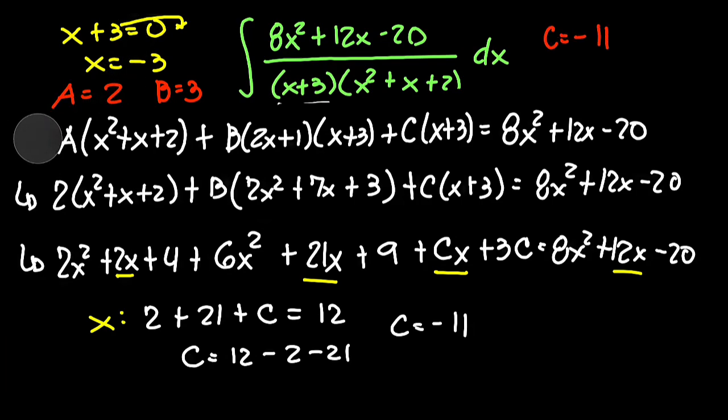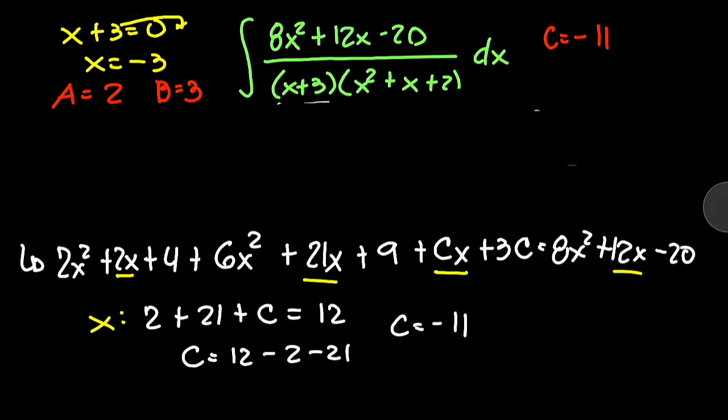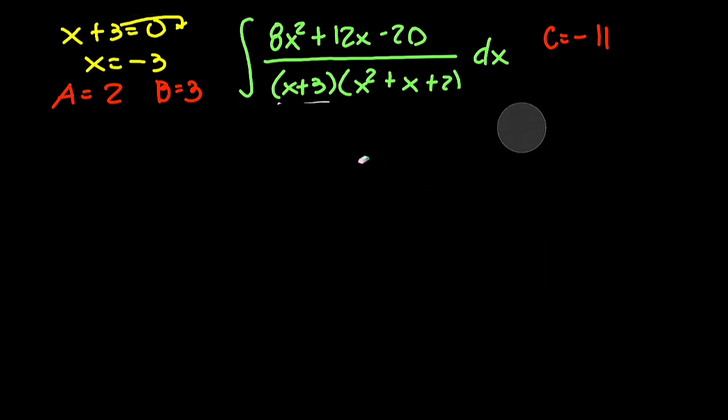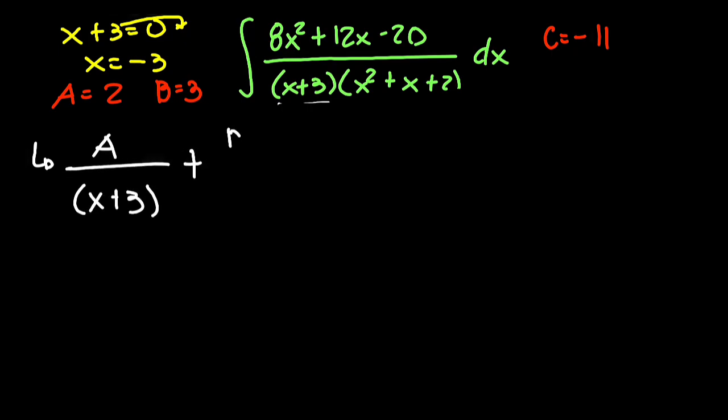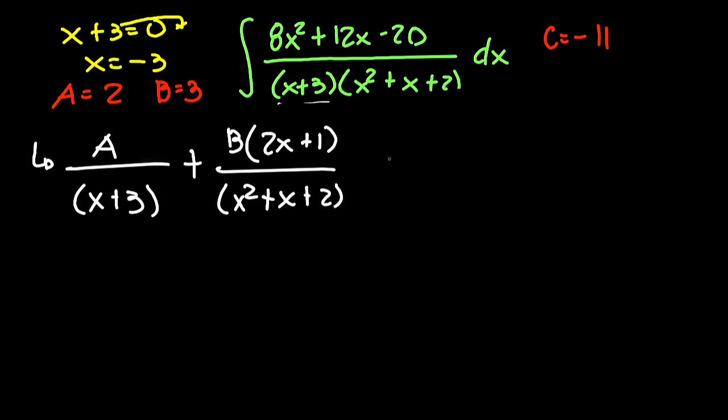And now, we all have our variable values. Let me just rewrite our other form here again. Note that our other form here, as we had written earlier, is equal to a over x plus 3 plus b multiplied by the derivative of this one, which is 2x plus 1, all over this term again, which is x squared plus x plus 2, plus c over this term, which is x squared plus x plus 2 again.